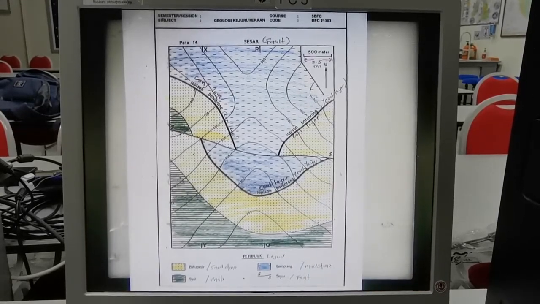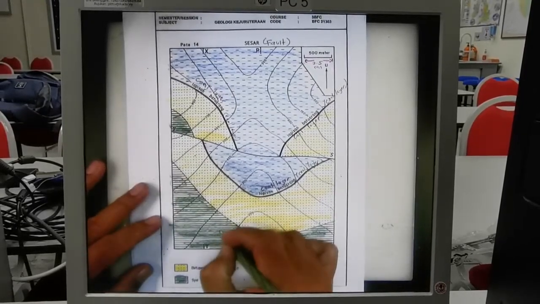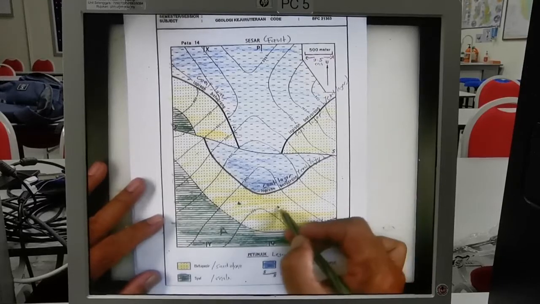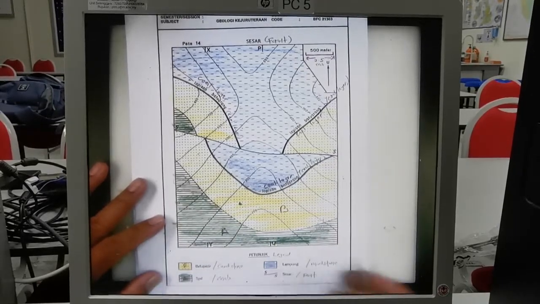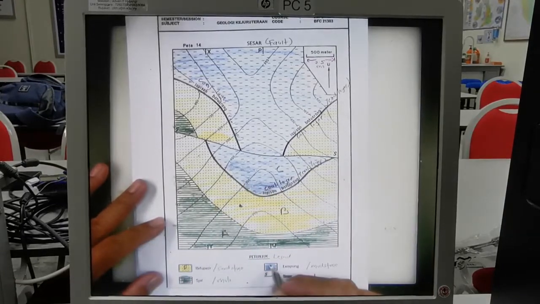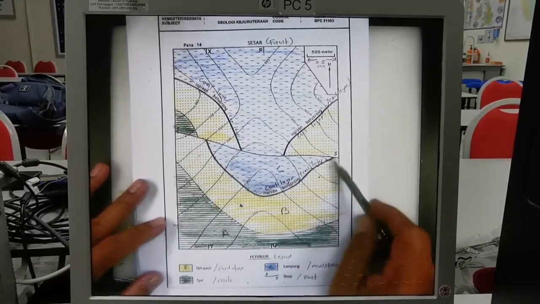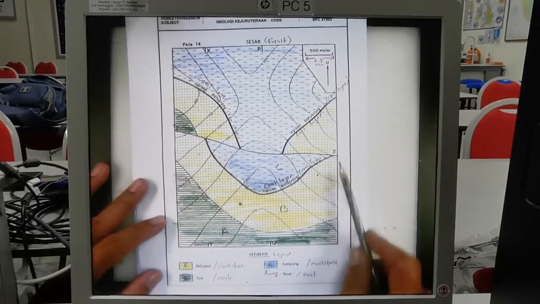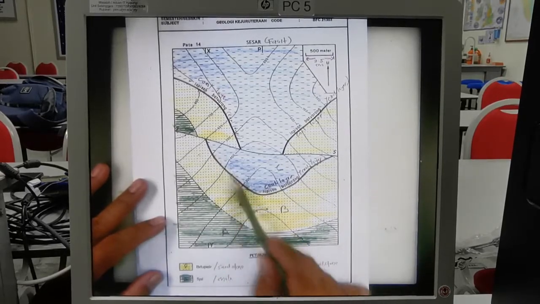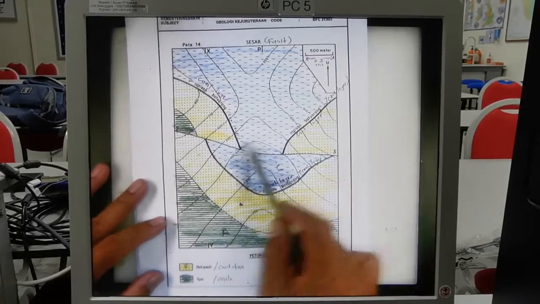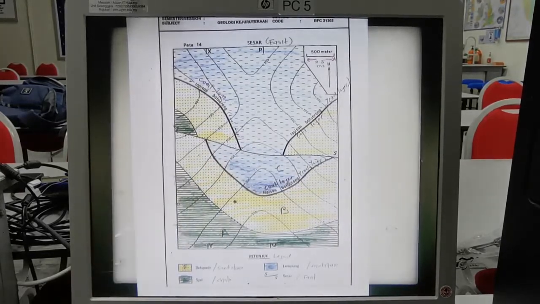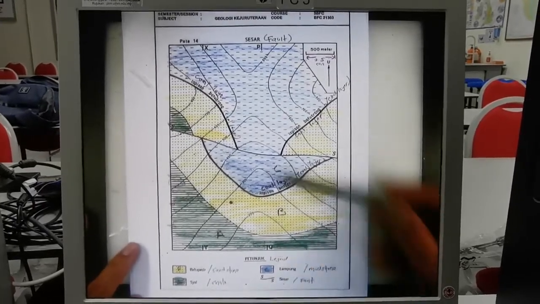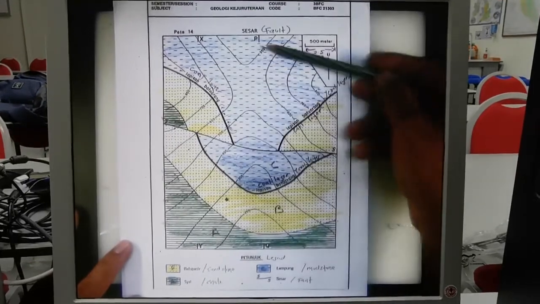This is named A here. A is shale, B is sandstone, C is mudstone, and we have a fault line here. S here is the fault line. We have a coal layer up here, north. Our task today is to plot the ground profile between X and Y and P and Q.